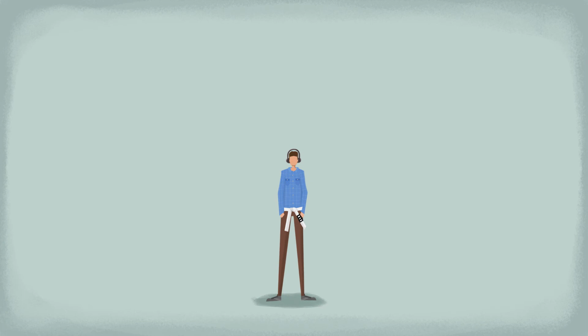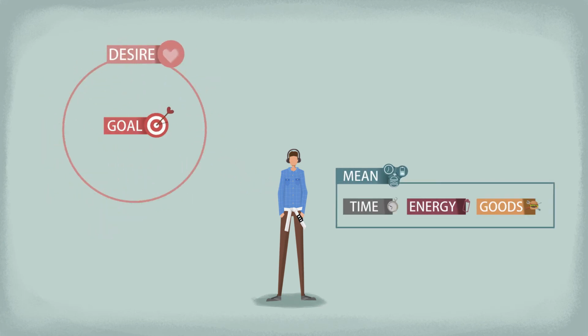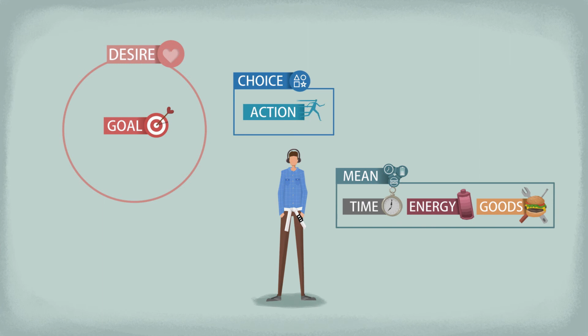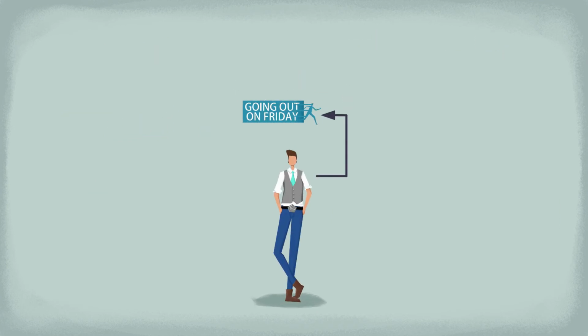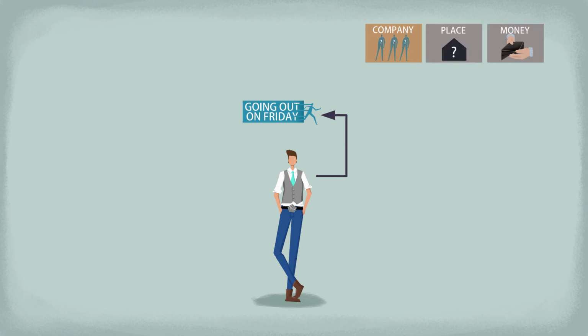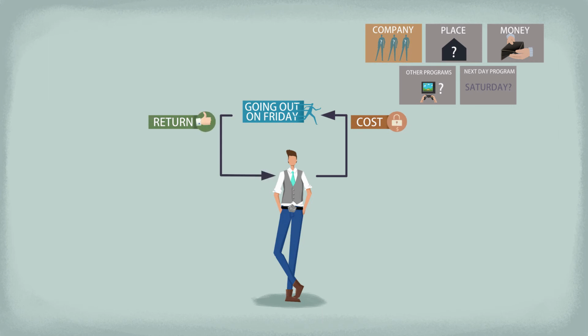Before we take any action, we evaluate our situation, our desires, means, and options. And based on this information and our expectations, we estimate the outcome of the actions we can choose. When we plan on going out for a Friday evening, we assess the company we are keeping, the places we can go, our money situation, other possible programs for the evening, and what we have to do the next day. This information helps us measure the costs and the benefits of the action. In other words, the outcome.